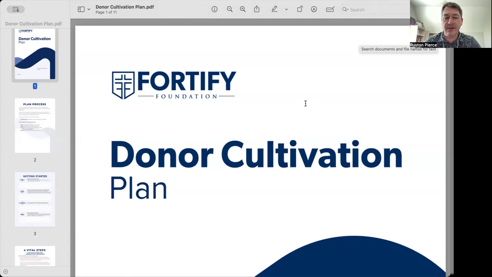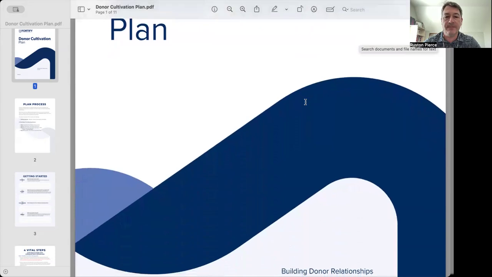our donor cultivation plan. I'm going to quickly walk through the plan, and this is a free resource that we provide for all of our schools. You are more than welcome to contact us with any questions you may have. We would love to meet with you and help you think through this process. But again, let's walk through our donor cultivation plan and just hit the highlights of what's represented here.